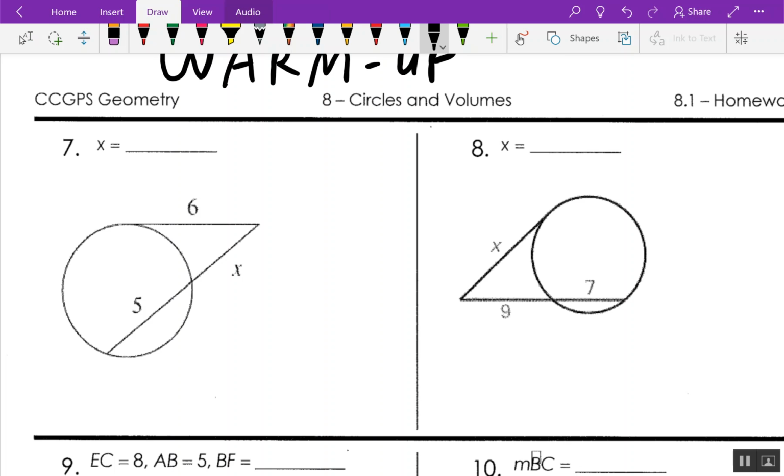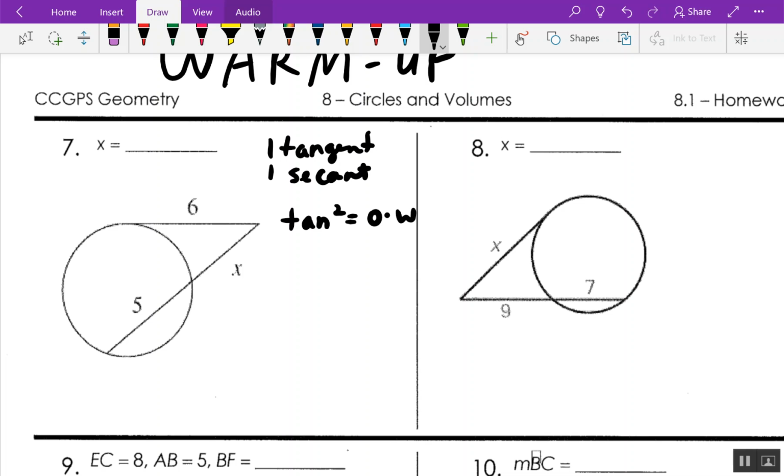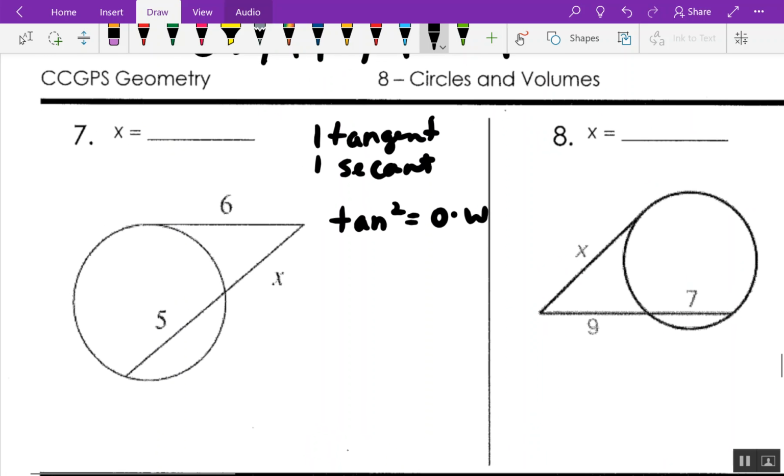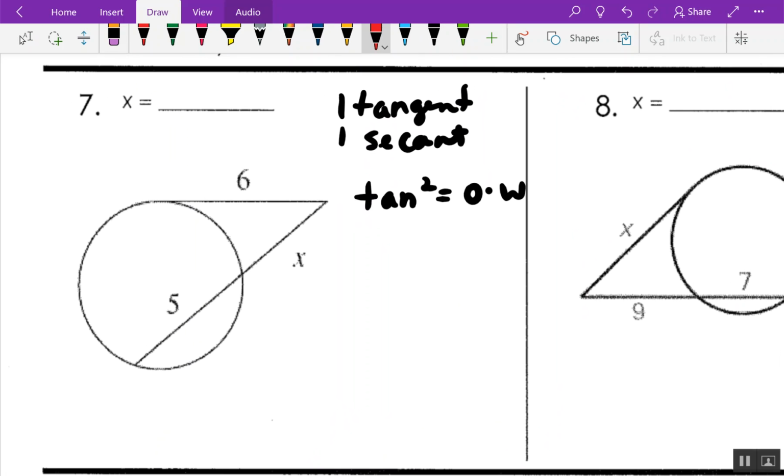All right, so with this one, you should be able to see one tangent and one secant. So that means that the formula is going to be tangent squared equals the outside times the whole. So I just put O for outside, W for whole. Now it's your job to identify the tangent. That would be this one. And you need to identify the outside part of the secant. That would be this part right here. Okay, so this is the outside. And then the whole thing would be the whole thing.